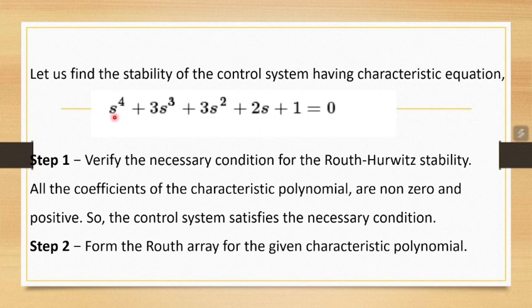So you can see here s4, s3, s2, s1 and this is s power 0. All the powers of this characteristic equation have non-zero coefficients and they are also positive, there is no negative sign in between. So it satisfies the first necessary condition. Then step 2 is we have to frame the Routh table or Routh array.